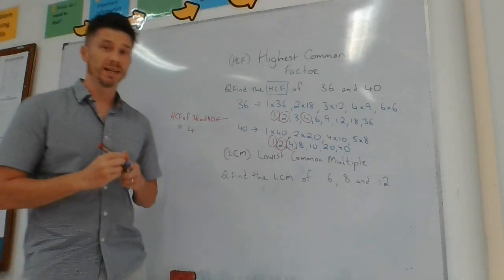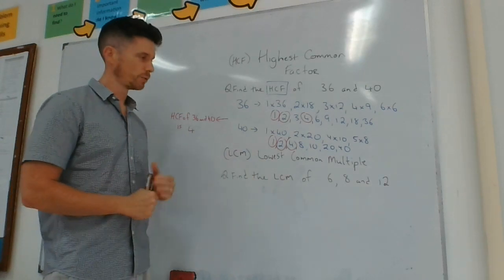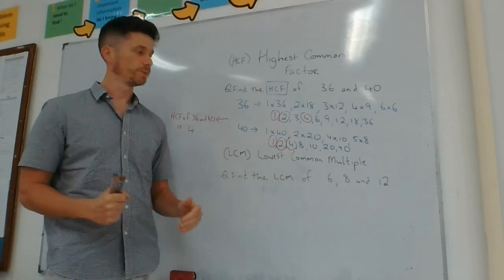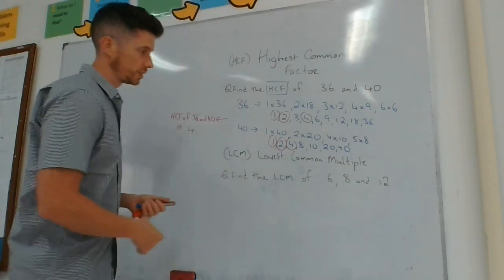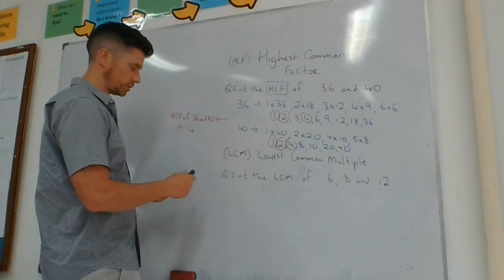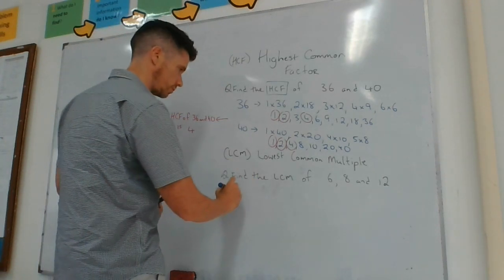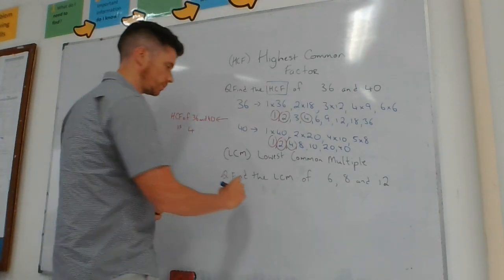Now we're going to use the listing method for lowest common multiple. This time we're looking for the lowest number, but we're looking for multiples. So remember, we've 6, 8, and 12. The smallest numbers, multiples are going to be 6, 8, and 12. So we've got to go bigger than that. We're going to use the times tables, multiply by 1, 2, 3. So let's do 6 first. We had it earlier on, but we'll do it again.